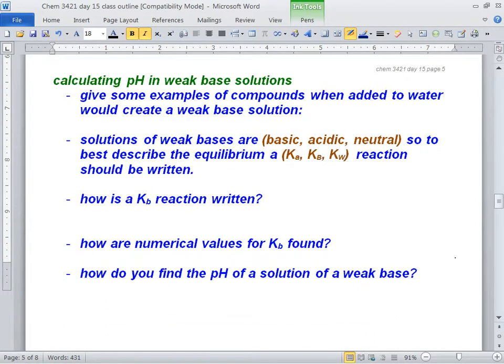Calculating the pH in weak base solutions. Okay. Man, I should have saved the cheesecake for this one, because this is a good question. Marlena, give an example of a compound that when you add it to water, it would make the solution basic. In other words, it's a weak base.